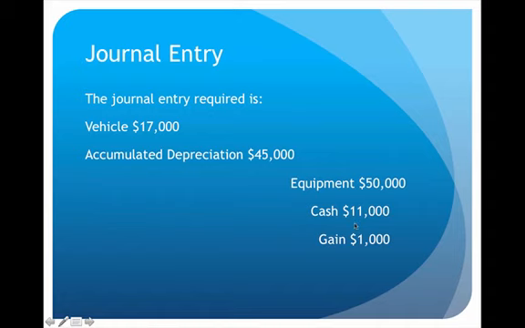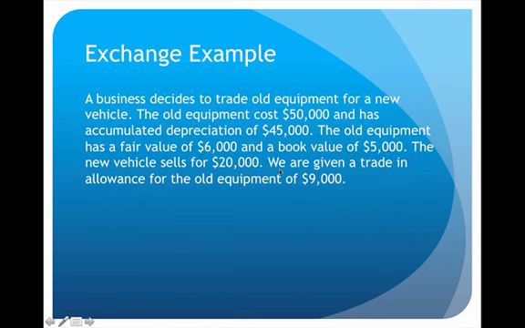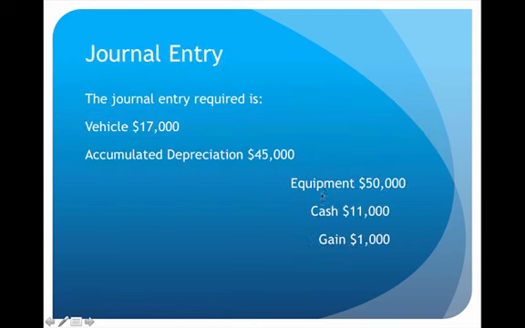Well, think about it. If you go back and look at the information, it says the new vehicle sells for $20,000. They're giving us a trade-in allowance of $9,000. So they're going to knock $9,000 off the price. So that's why I have to pay $11,000. And then I have to show the gain involved, which is a gain of $1,000. The fair value right now is more than the book value, and it exceeds it by $1,000. So remember, losses are a debit, gains are a credit. Well, the gain goes on the credit side.